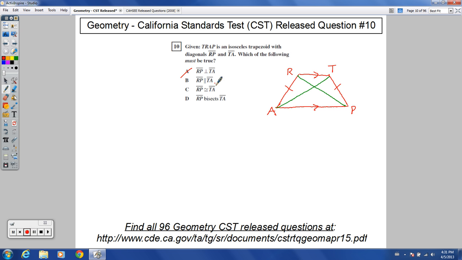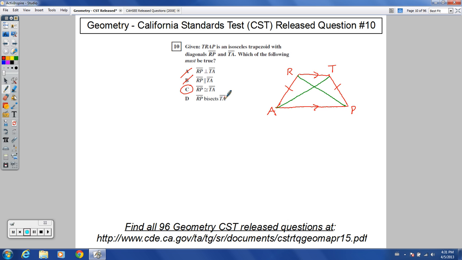Is RP parallel to TA? So RP and TA, well, no, they're the diagonals right here. They're supposed to intersect. They have to intersect, so that has to be a false answer. Choice C, RP is congruent to TA. Would that be congruent to that? If it's an isosceles trapezoid, yes, that's got to be true. This would have to be the same length as this. That's one of the properties of isosceles trapezoids that holds.